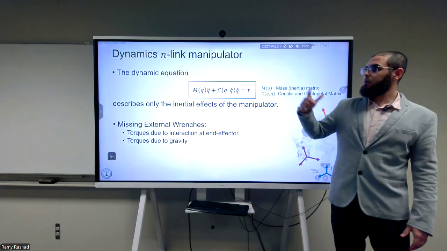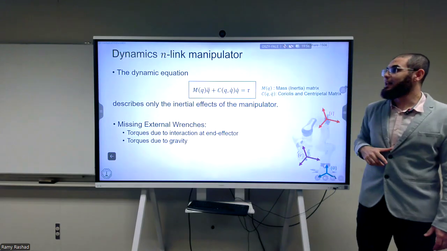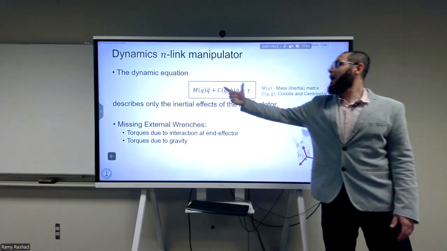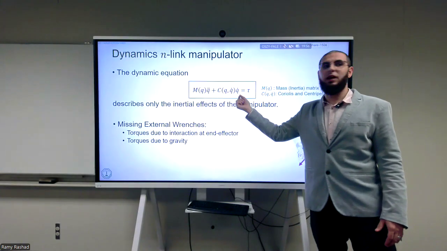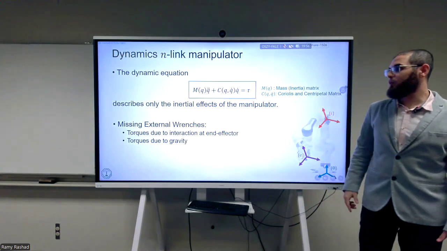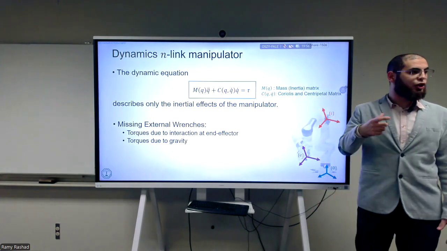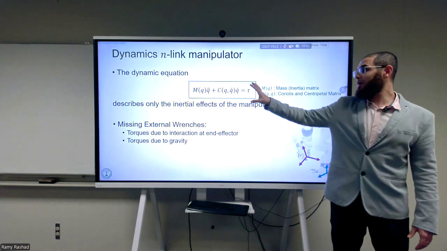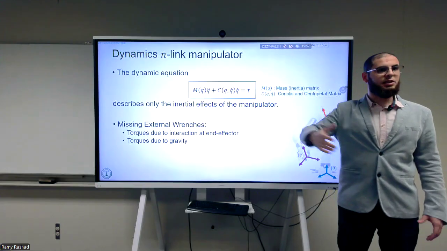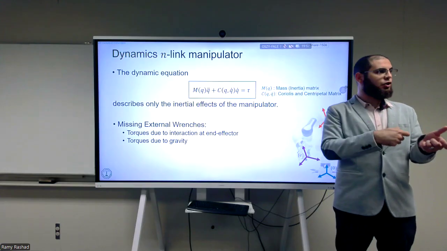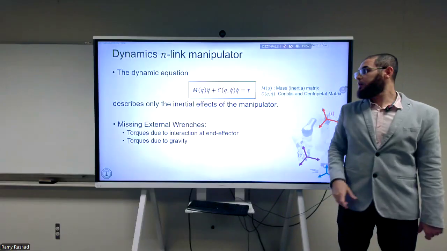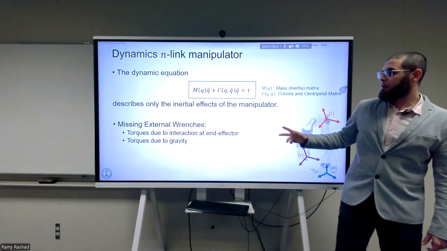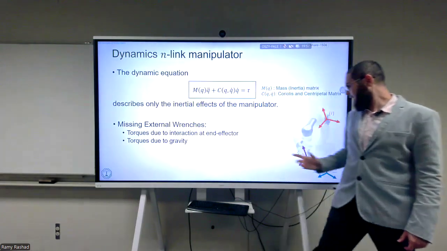So this equation, which is now the dynamics for an n-link manipulator, is given by M of Q multiplied by Q double dot plus C of Q and Q dot multiplied by Q dot is equal to all of the taus that are applied at the joints. So these are the actuation. So now we have an equation that describes all of the torques applied at the joints and how the joints change. They are missing here any torques that are due to the interaction at the end effector.